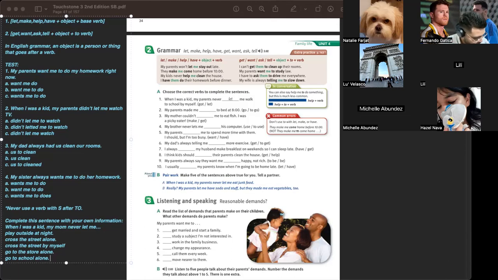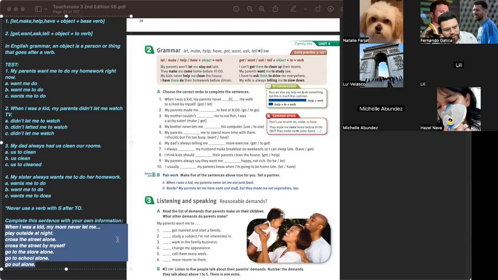And Lou? When I was a kid, my mom never let me go out alone. Nice. Good job, Lou. All right, good. And this is how you can express things about permission. My mom didn't give me permission to play outside, to cross the street, to go to the store, to go to school, go out alone. Good. Let's continue to the next lesson.